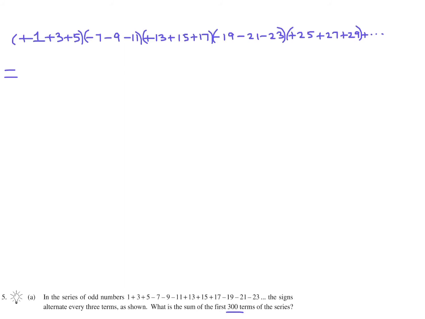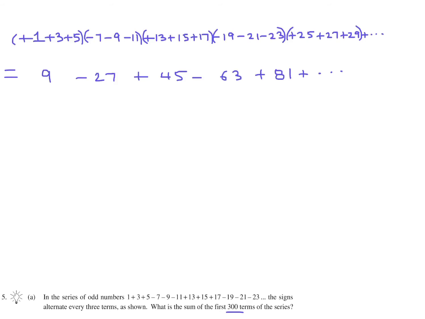So if I add up the first 3, I get 9. The next 3, I get negative 27. The next 3, I get positive 45. The next 3, minus 63. And then positive 81. And then, of course, this keeps on going.